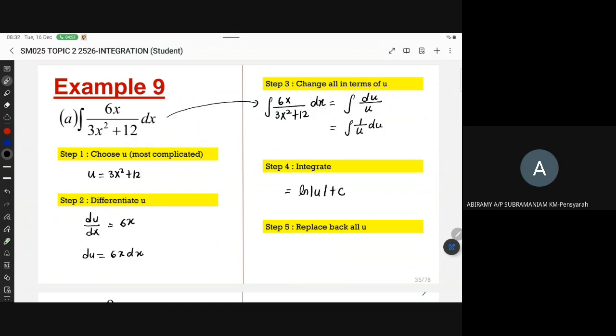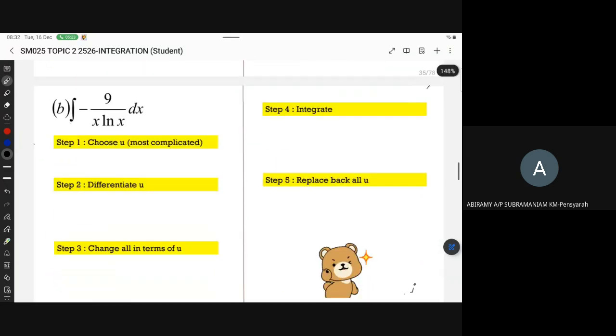And step 5, we need to replace back everything in terms of x. Replace back all u in terms of x. So u is 3x squared plus 12, plus c. That's how you integrate 6x divided by 3x squared plus 12. I hope you can understand example 9. We will do another example to understand better.